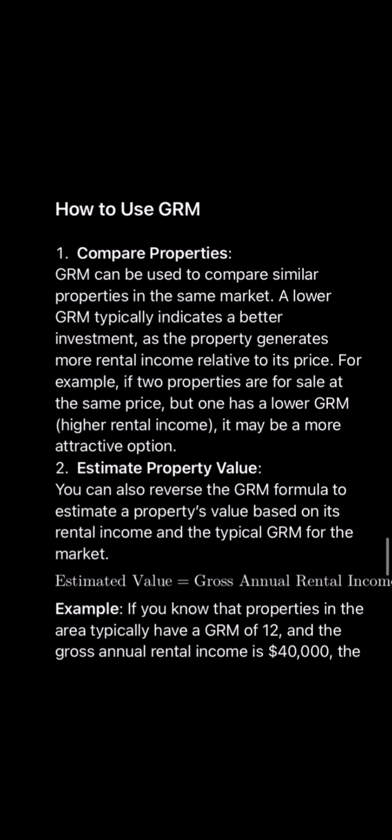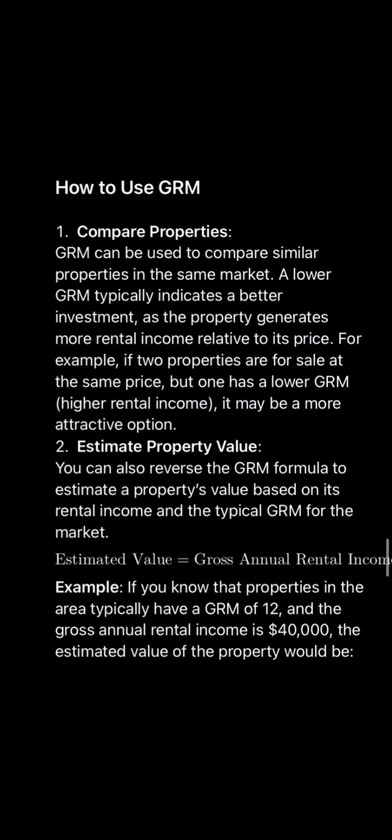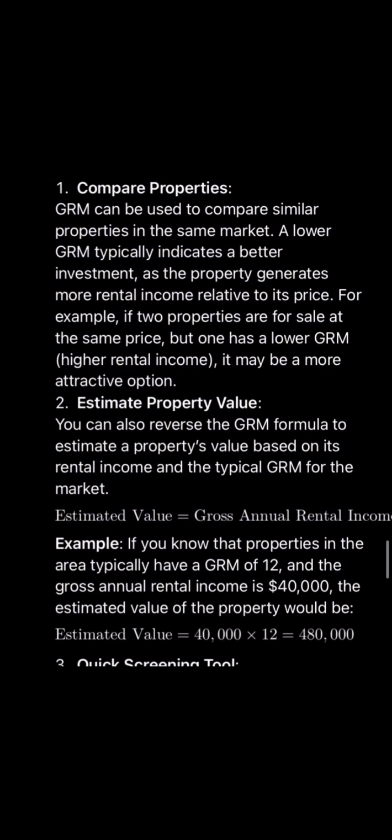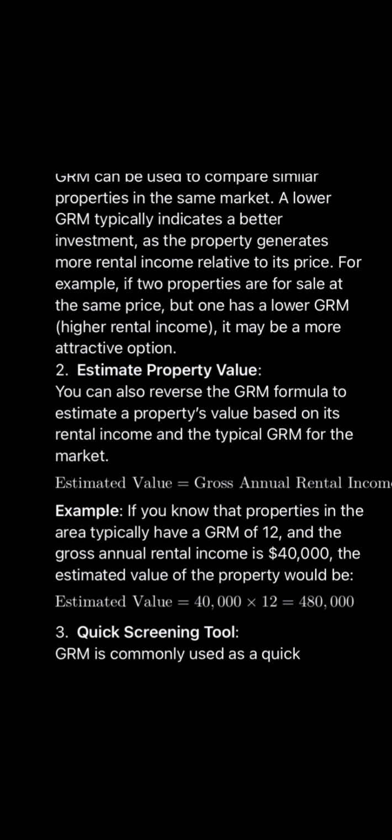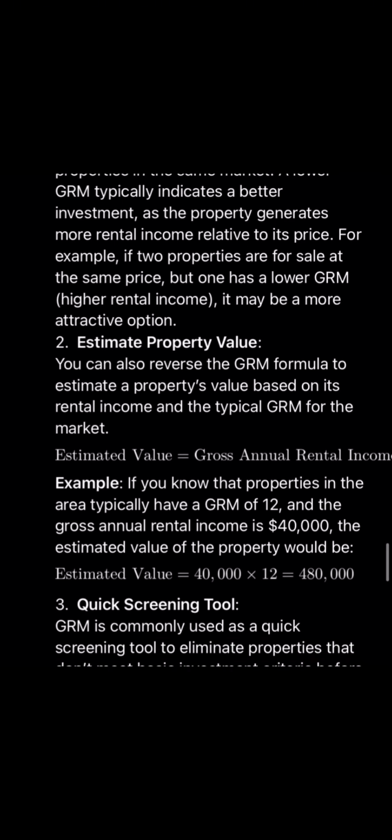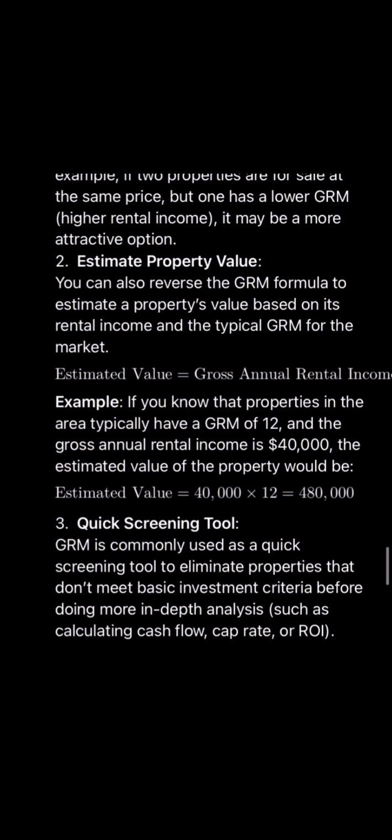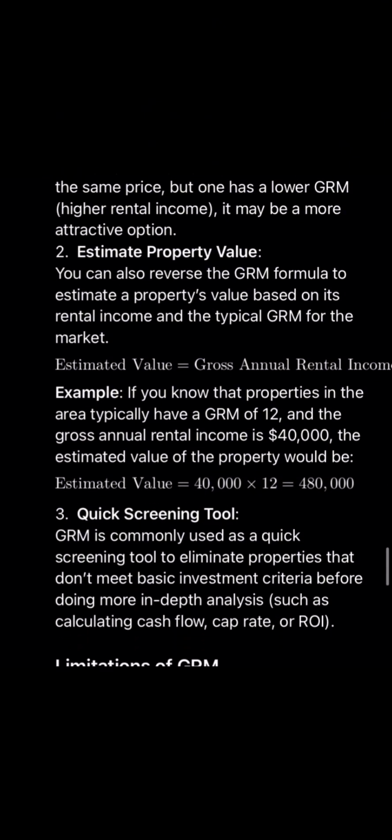How to use GRM. 1. Compare properties. GRM can be used to compare similar properties in the same market. A lower GRM typically indicates a better investment, as the property generates more rental income relative to its price. For example, if two properties are for sale at the same price, but one has a lower GRM, higher rental income, it may be a more attractive option. 2. Estimate property value. You can also reverse the GRM formula to estimate a property's value based on its rental income and the typical GRM for the market.